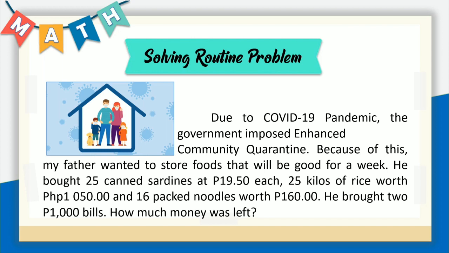Due to the COVID-19 pandemic, the government imposed enhanced community quarantine. Because of this, my father wanted to store foods that will be good for a week. He bought 25 canned sardines at 19 pesos and 50 cents each, 25 kilos of rice worth 1,050 pesos, and 16-pack noodles worth 160 pesos. He brought 2 1,000 peso bills. How much money was left?